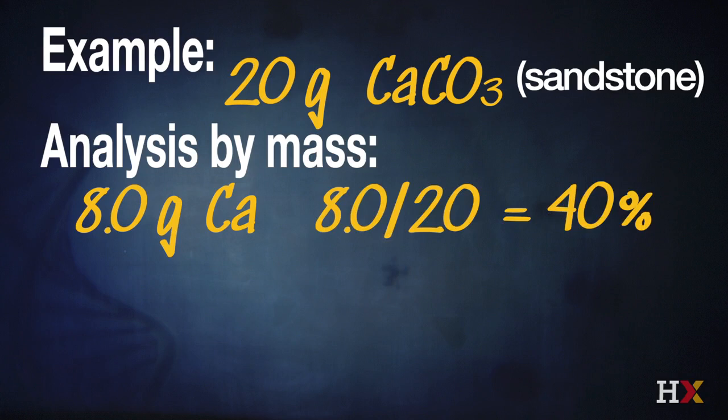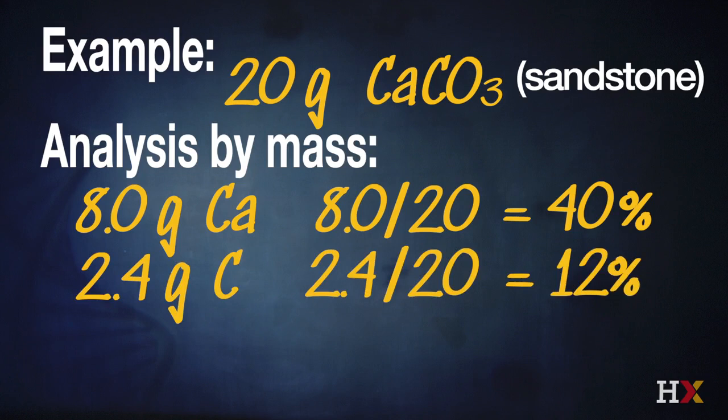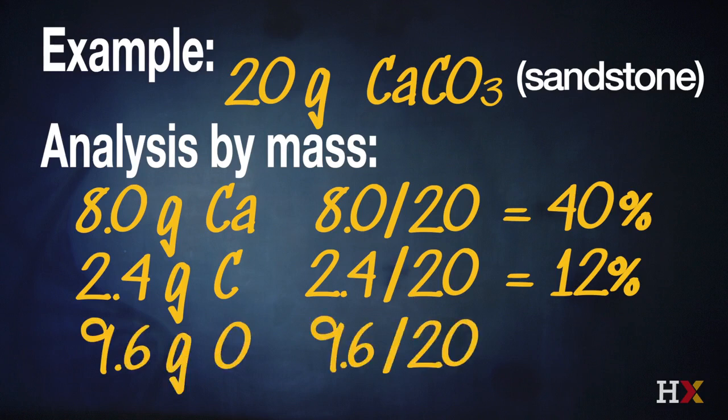We can analyze carbon, 2.4 grams of carbon in this sample. So we have 2.4 divided by 20. That gives us 12% of calcium carbonate composed of carbon by weight. And then 9.6 grams of oxygen gives us an additional 48%. And so Joseph Proust analyzed compound after compound and came to the remarkable conclusion that every time he analyzed one of these substances, it had exactly the same proportion of elements contained within it.